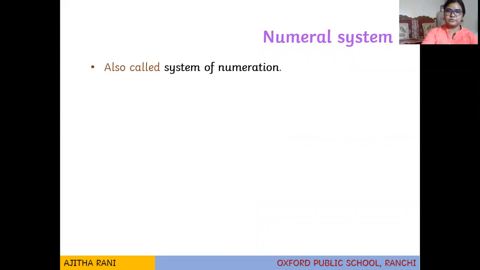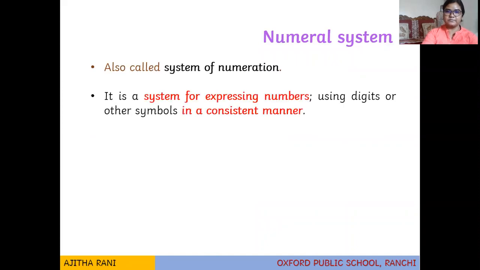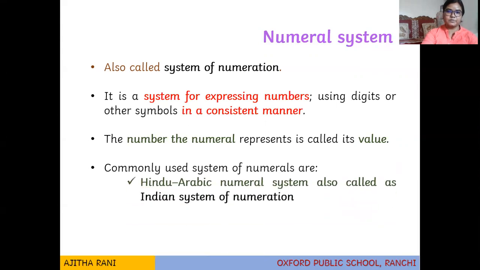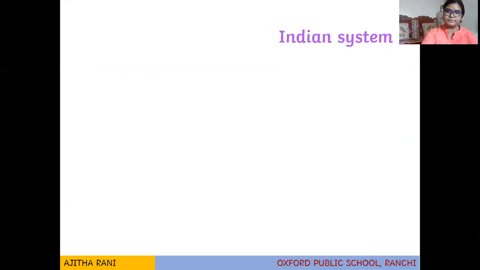Numeral system is also called system of numeration. It is a system for expressing numbers using digits or other symbols in a consistent manner. The number the numeral represents is called its value. Commonly used systems of numerals are the Indo-Arabic numeral system, also called the Indian system of numeration, and the International system of numeration. But here we are going to learn only about the Indian system of numeration. Later on, we'll be dealing with the International system of numeration. So let us see what is there in the Indian system.